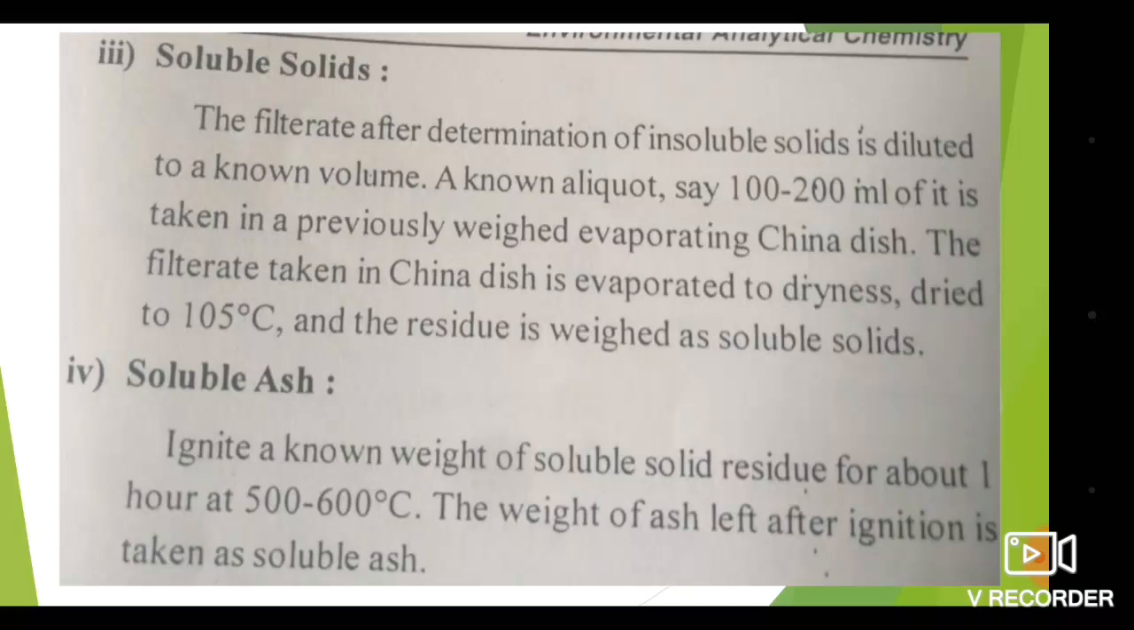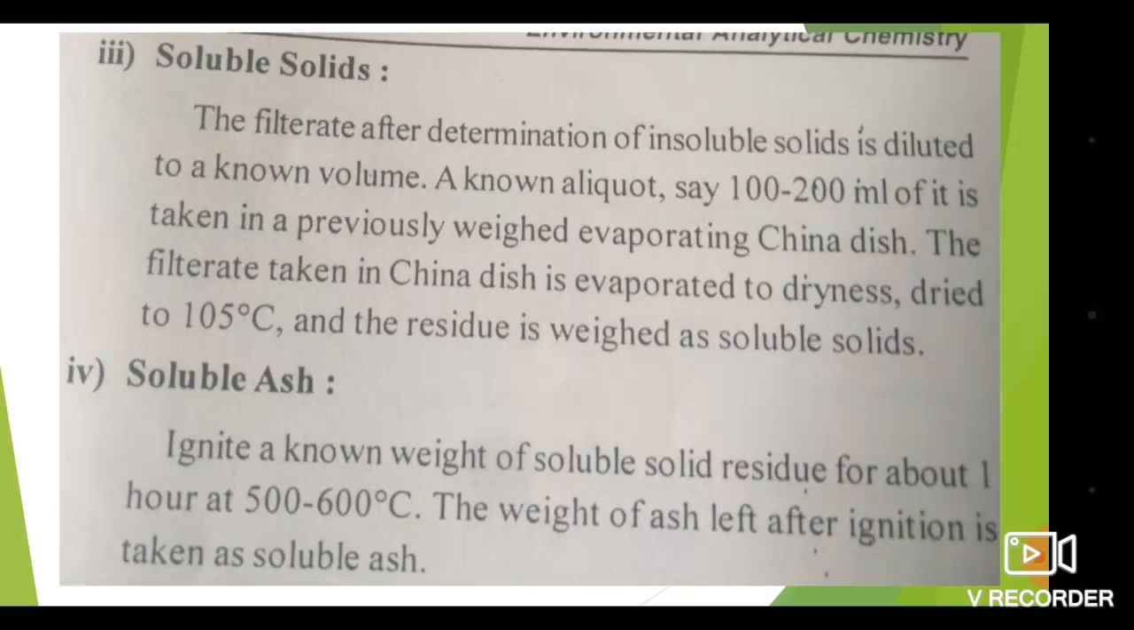So the next determination, the third determination, is soluble solids. The filtrate after determination of insoluble solid is diluted to a known volume. A known liquid volume, say 100 to 200 ml of it, is taken in a previously weighed evaporating china dish. The filtrate taken in the china dish is evaporated to dryness, dried at 105 degrees Celsius, and the residue is weighed as soluble solids. It is a very simple method to determine the soluble solid in the given air sample.